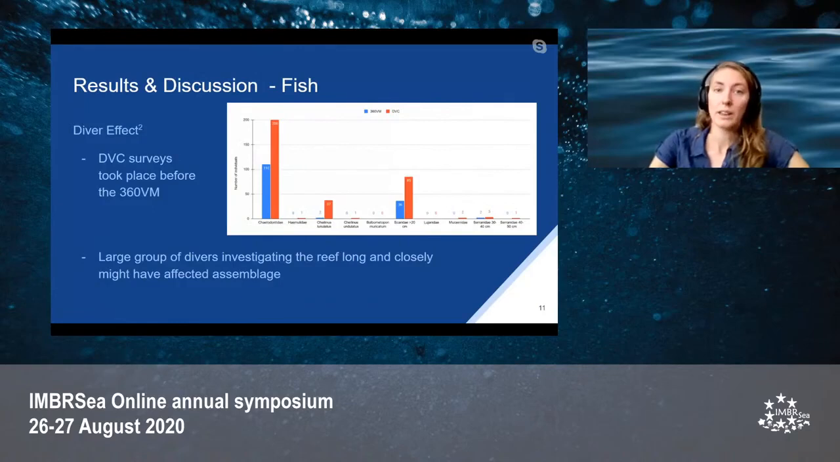And finally, there might have also been an effect of divers' presence on the fish. The diver-based visual census surveys always took place before the 360 video monitoring. Logistically, it was unfortunately not possible to randomize the order. And we kept the 10 minutes of diver-free time at the transect before we started recording. However, the Reef Check survey with the diver-based visual census went through as a group of 4 to 6 people, spending a long time at the transect and looking very closely at the reef. That probably also affected the fish assemblage as well.